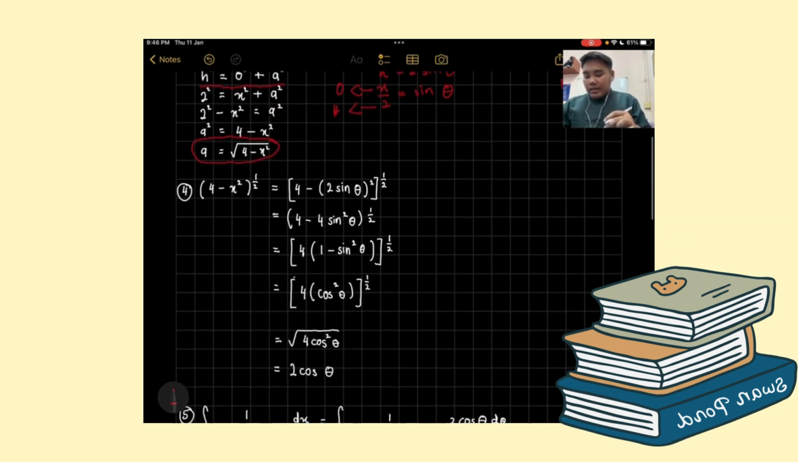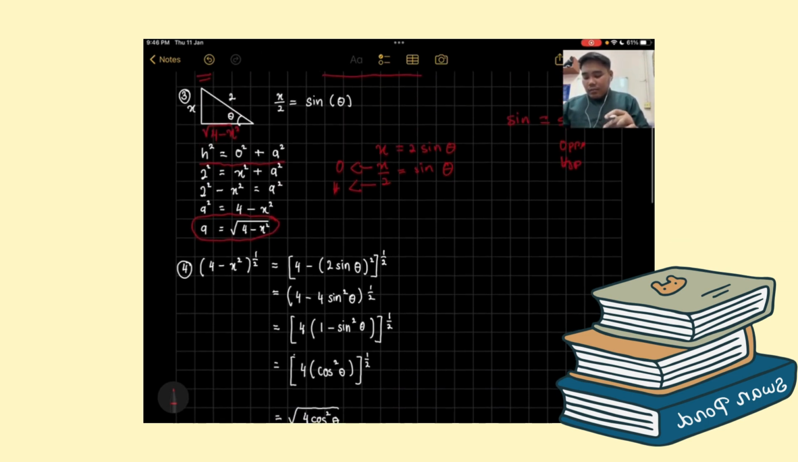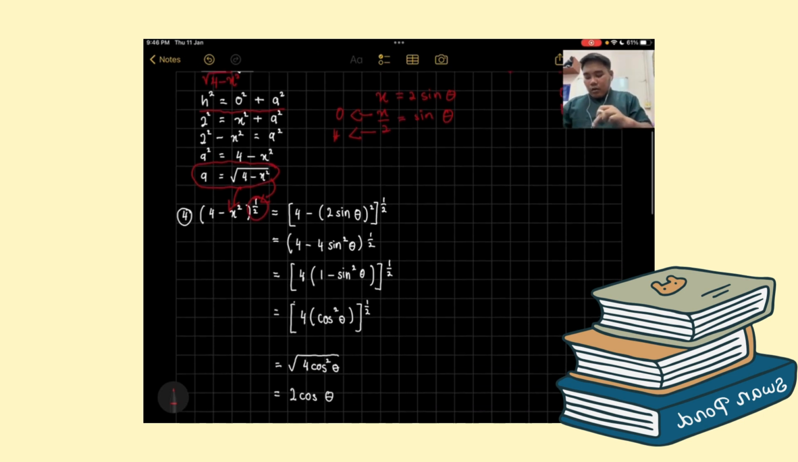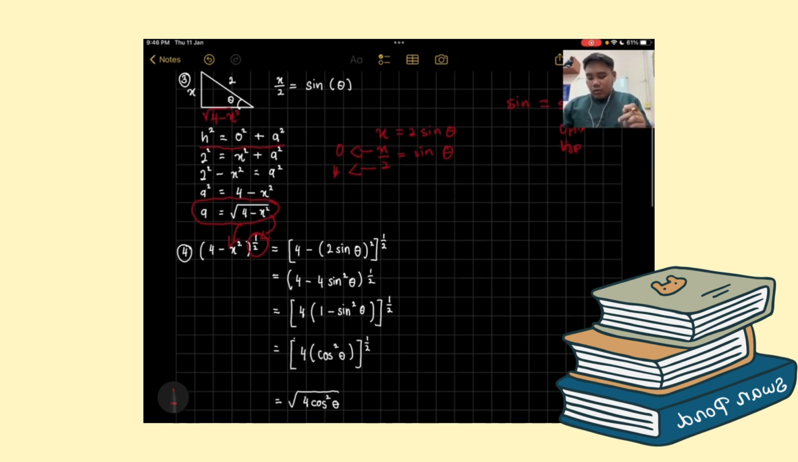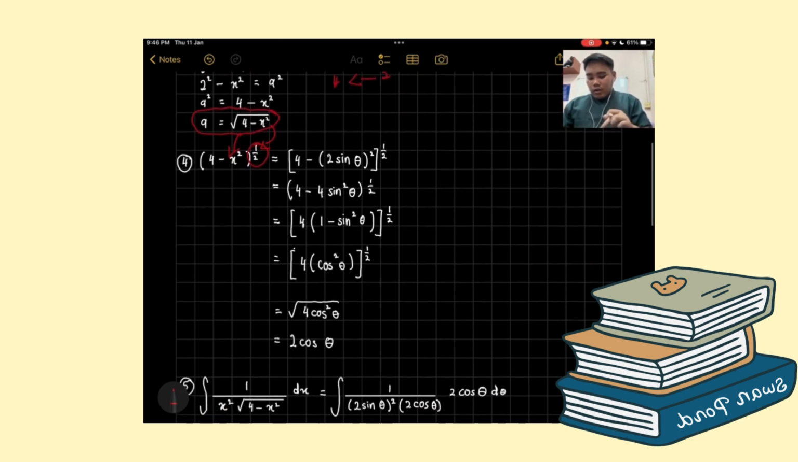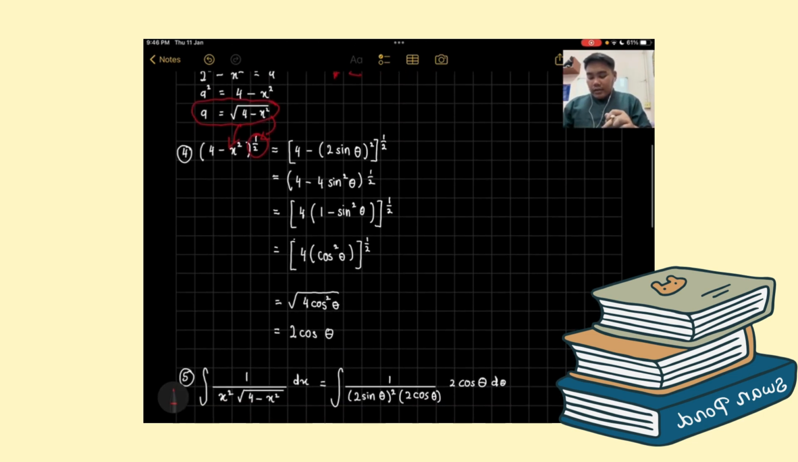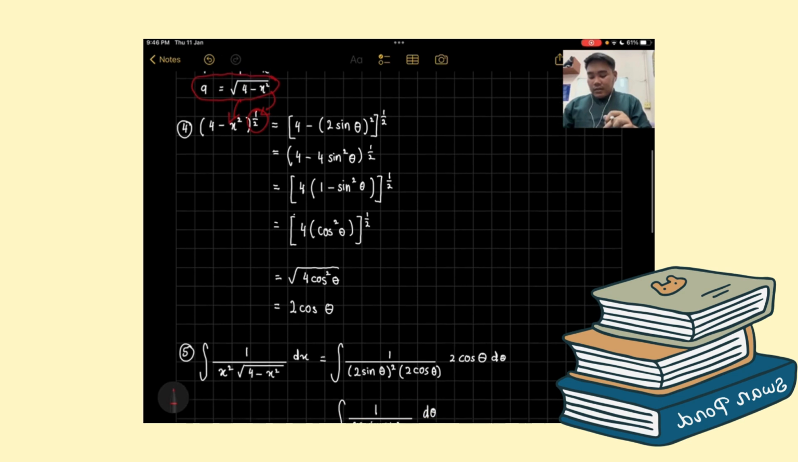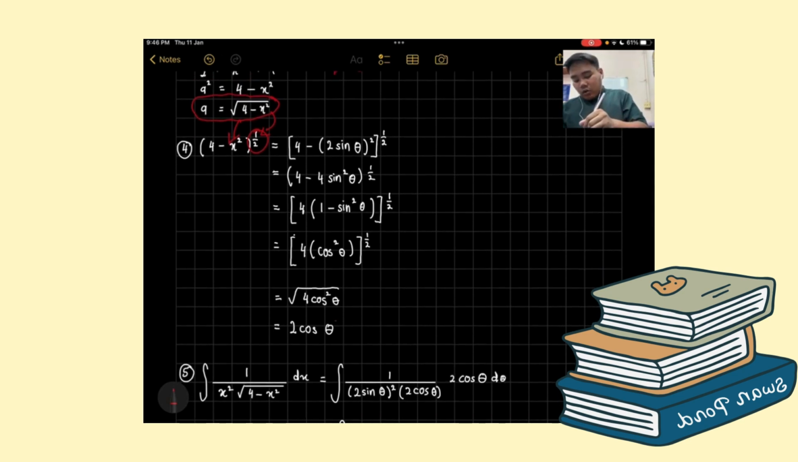Next step, we must put the answer of the adjacent into the next step. But we need to change the square root to 1 over 2. We need to change this. So the answer of this step is 2 cos theta.